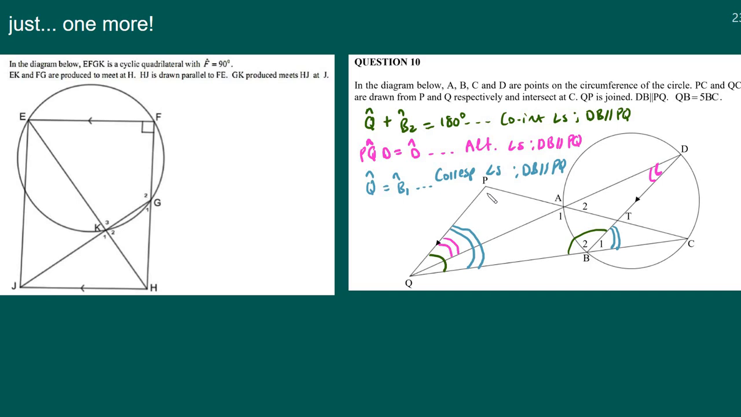Okay guys, this is the angle I was talking about. Look at angle P and then look at angle BTC, right? Those angles there are actually corresponding angles. They are your corresponding angles.